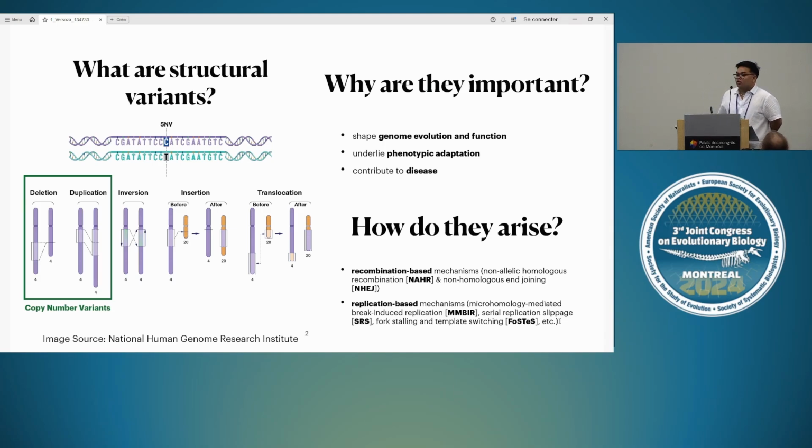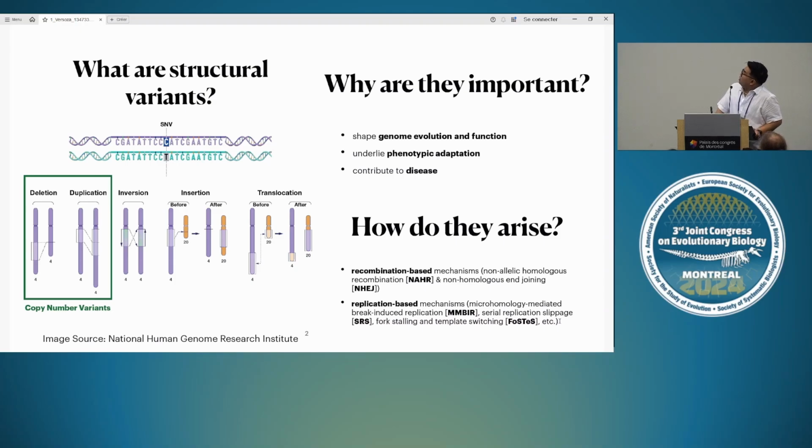Compared to single nucleotide variants, structural variants are mutations that affect a minimum of at least 50 base pairs. Within these structural variants, they come in a bunch of different flavors. We have duplications, deletions, insertions, translocations, and inversions. Within this group, there's a subset called copy number variants, which are mostly comprised of deletions and duplications. The reason for this is that deletions and duplications affect the total number of nucleotides in a given genome once the event happens.